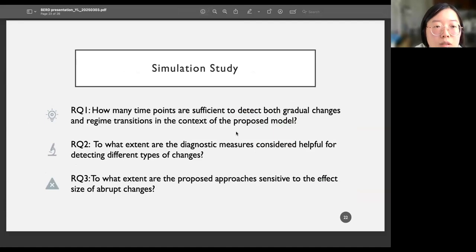So we did a simulation study to evaluate the effectiveness of this entropy measure. Next slide is the simulation study. We aimed at answering three questions. First, this is a very complex model, and we want to know how many time points are sufficient to detect all these types of changes in the context of the proposed model. Also, we proposed several dynamic diagnostic measures, and we wanted to know whether they are helpful for detecting the different types of changes and in selecting the best model. And finally, we are wondering if the proposed method is sensitive to the effect size of the abrupt changes, whether it can capture both large and small abrupt changes.